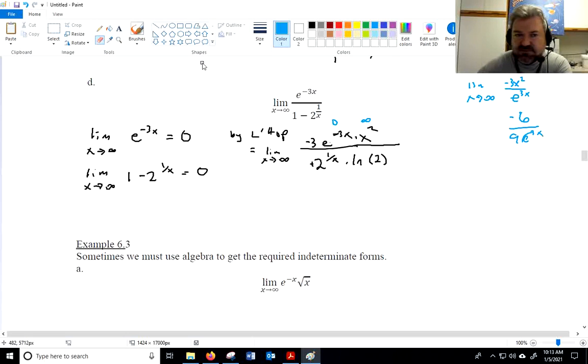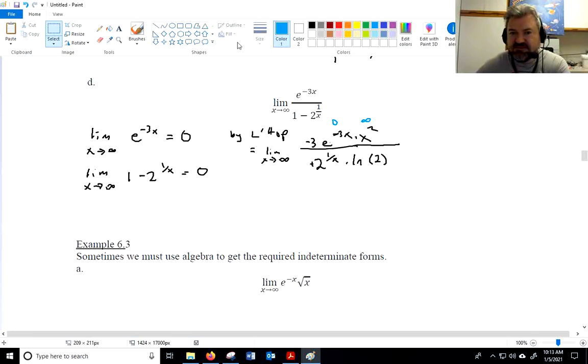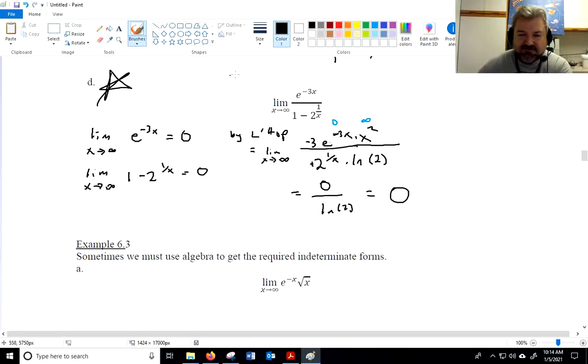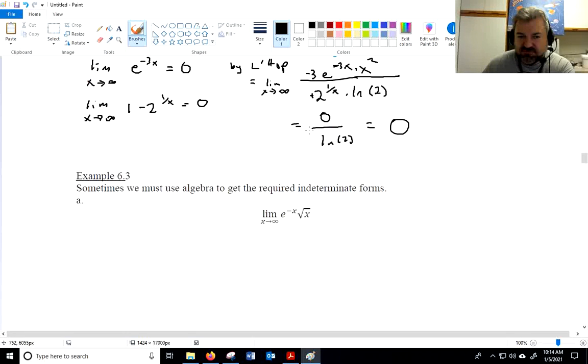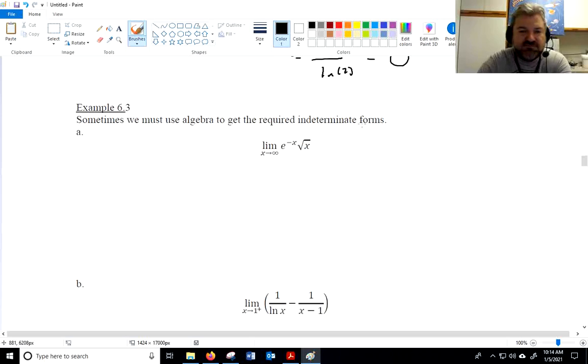So for all that reasoning, I think it's fair to say that the numerator is going to 0 and the denominator is not. So this is equal to 0 over the natural log of 2, which is 0. That's a tough one, but it brings up a nice little discussion about making things indeterminate. Sometimes we must use algebra to get the required indeterminate forms, and I want to show you how to do that. So let's take a look at this one.